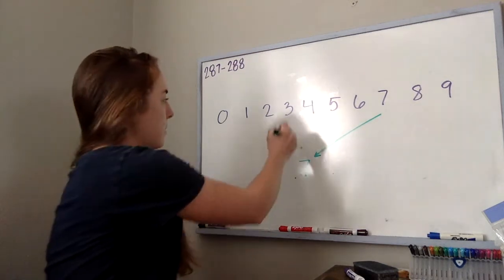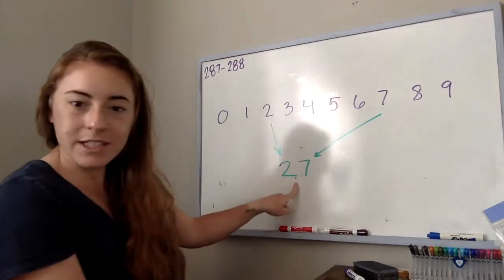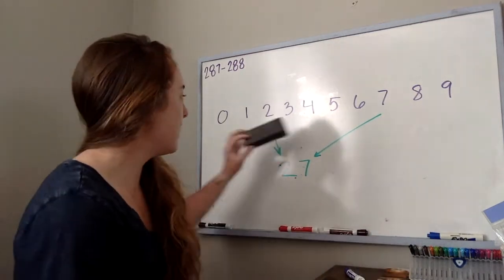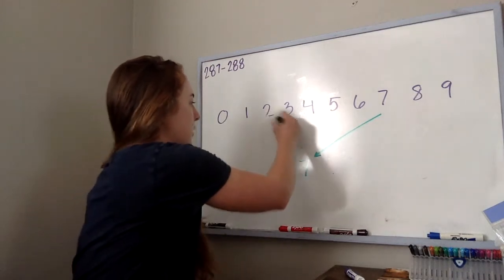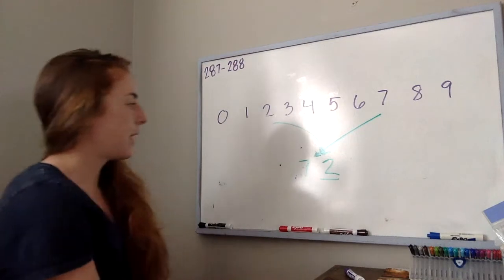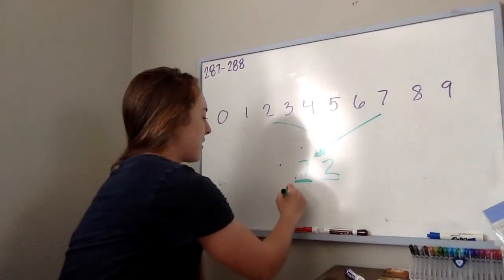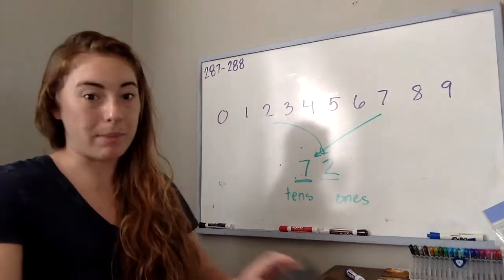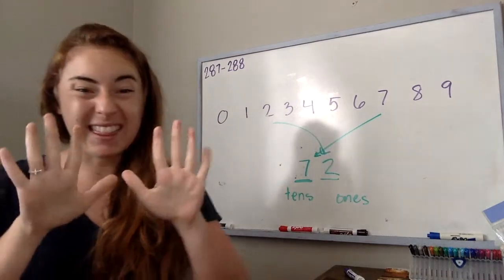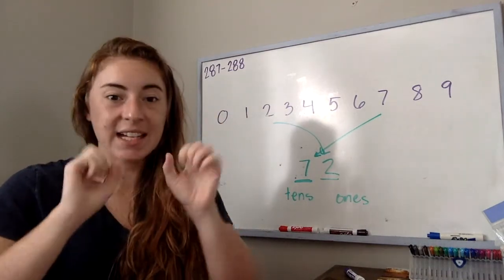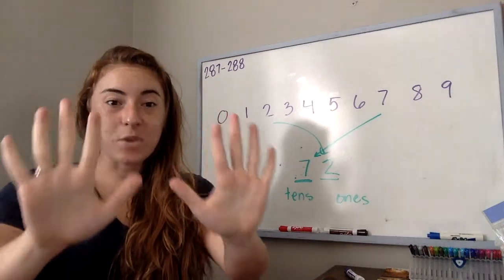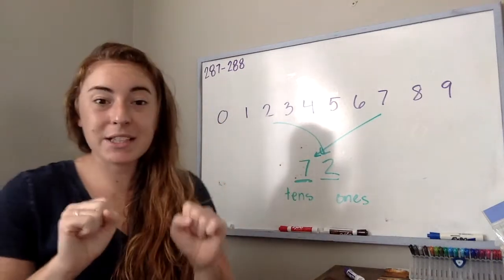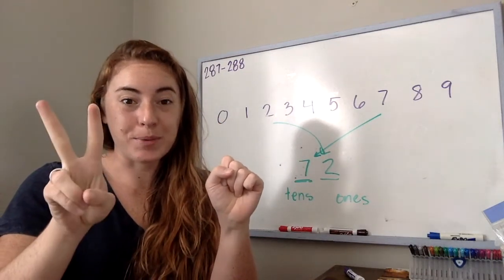But where do we put our 2? Should we put it right here? Is that 72? No. What does this say? This says 27. So we need to actually put our 2 over here. 72. Remember, these are the tens and these are the ones. So 70, remember when we counted with our hands, that means we went like this 70 times. 10, 20, 30, 40, 50, 60, 70, plus 2 more, 72, right?